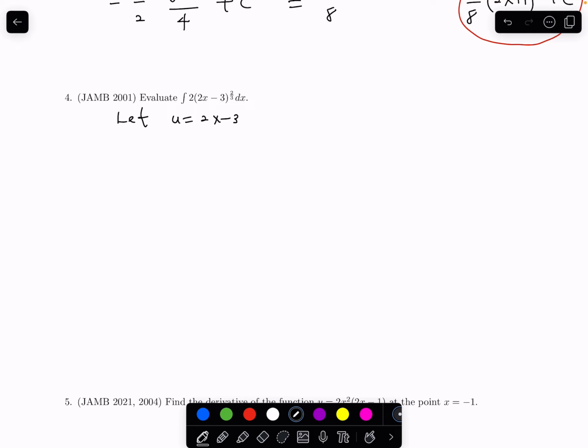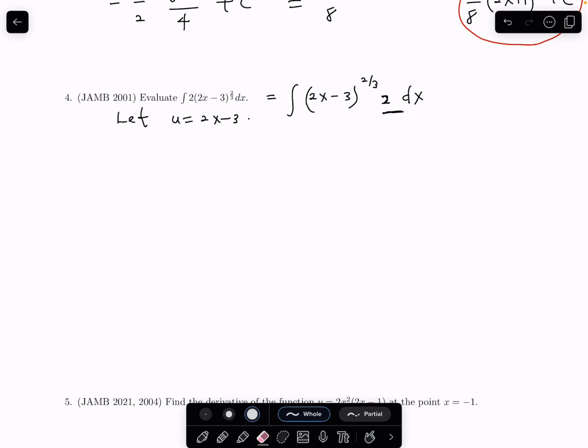Now, before I continue, I'm going to rewrite this integral as the integral of (2x minus 3), everything to the power of 2 over 3. Then I bring the 2 forward. I'm going to write it this way, and you are going to see the reason why I'm writing it that way. It's still the same thing, right? I just brought, instead of writing the u first in this part, I wrote the u here. It's still the same thing.